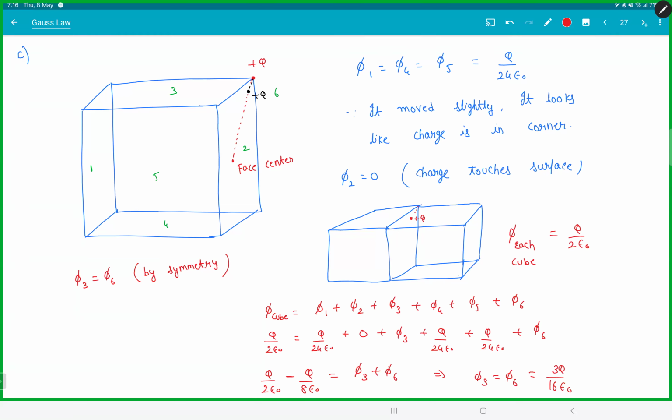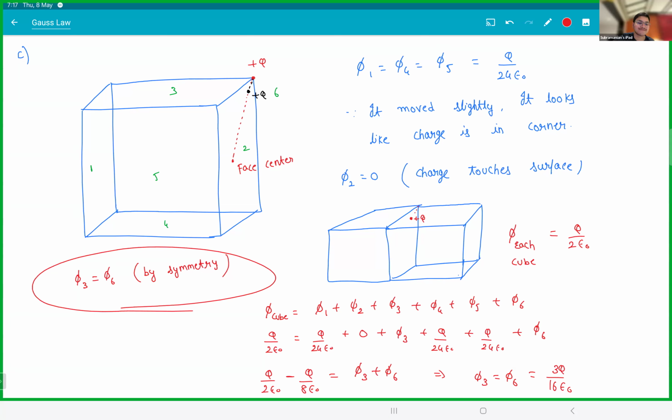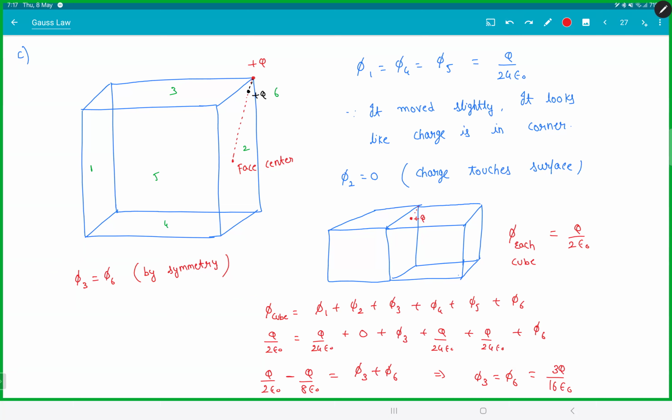Take it out. Sir, how did we say that flux of 3 is equal to flux of 6? Okay, what do you think? Did we say that by symmetry? What did I write here? Okay, sir. I can understand people are hungry.